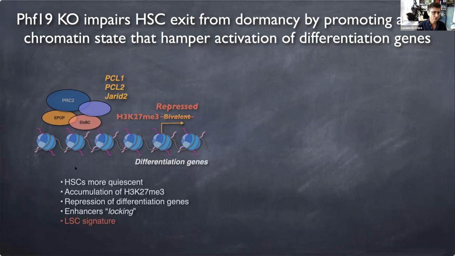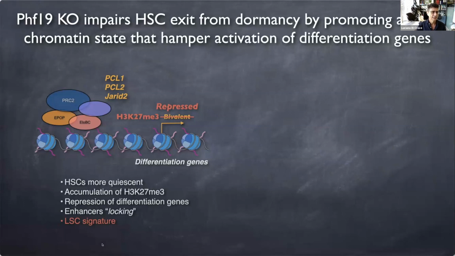And this leads the hematopoietic stem cells to be more quiescent, but they still gain some stem cell characteristics. There is accumulation of K27, as I mentioned before. These genes are important for differentiation. Instead of being bivalent and ready to be activated, they become locked with this aberrant amount of K27 and cannot be activated. And this is true not only for the promoter region, but also for enhancers. We looked also at enhancers, and they also accumulate K27 trimethylation.